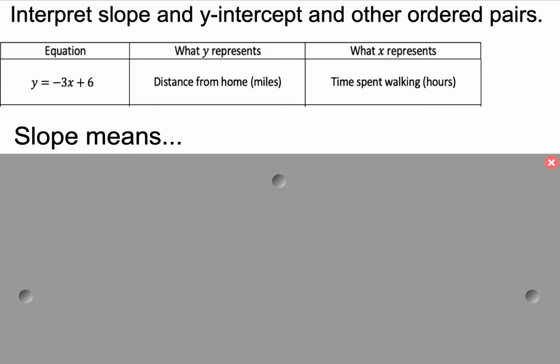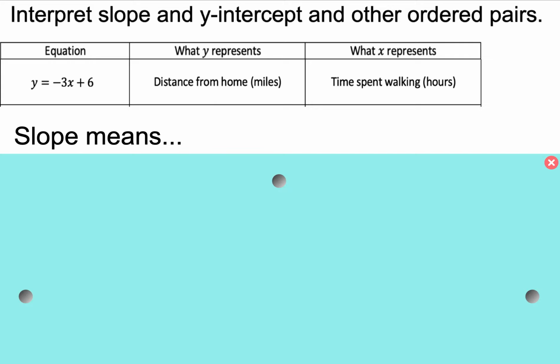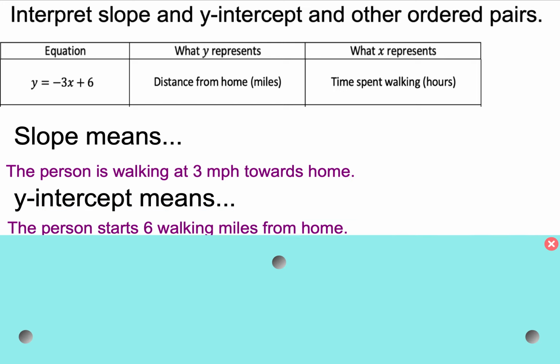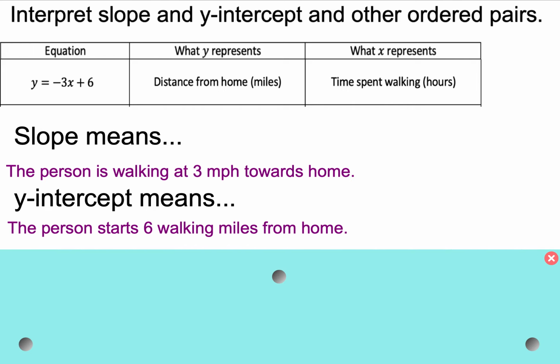Our first equation, y equals negative 3x plus 6, where y represents the distance from home, measured in miles, and x represents the time spent walking. Now the slope is negative 3. What it means is the person is walking at 3 miles per hour towards home. In fact, the negative is having their distance from home decrease, so that's why it's negative 3. The y-intercept, 6, means the person starts 6 miles from home. They start walking 6 miles from home.